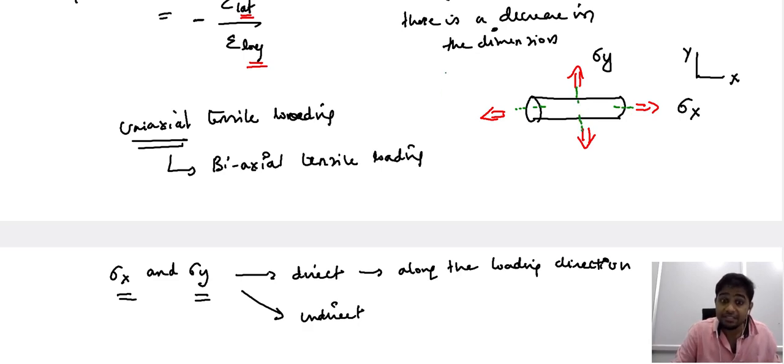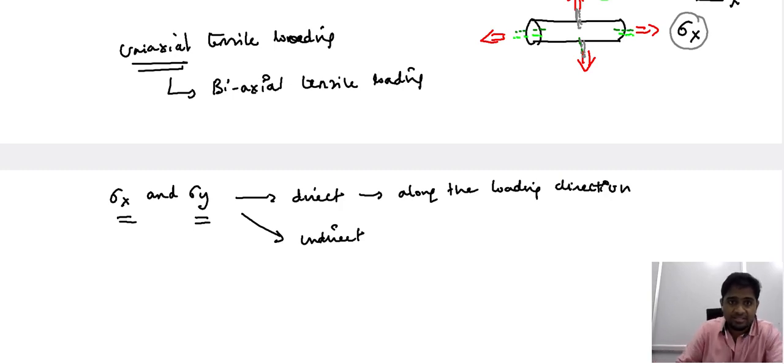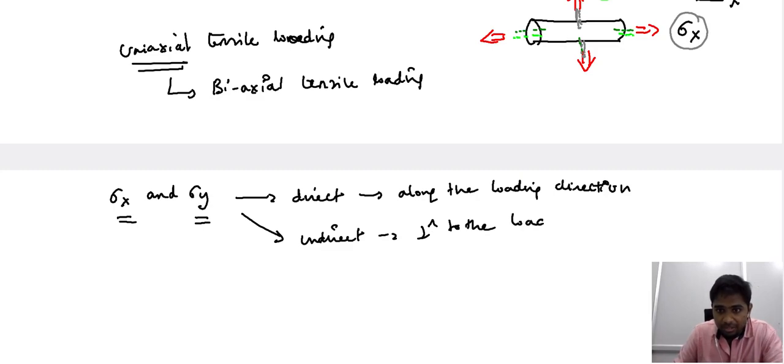Now if we consider the indirect response offered by the material, the indirect response for sigma x will be in the perpendicular direction. So the indirect response for sigma x will be in this direction, and in the same way the indirect response for sigma y will be in this direction. So the direct response will be along the loading direction, whereas the indirect response will be perpendicular to the loading direction.